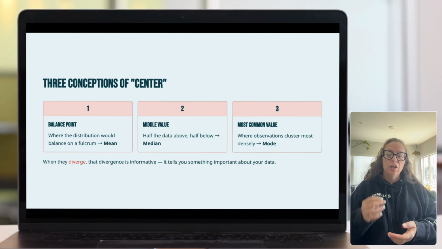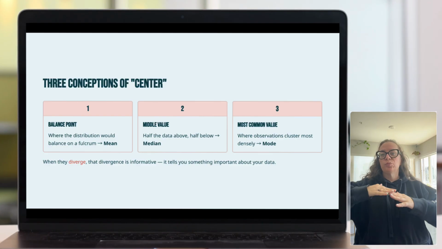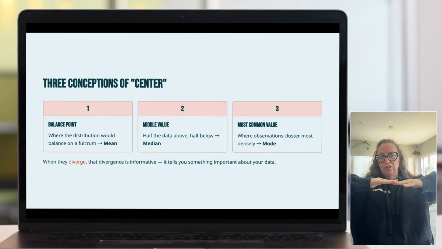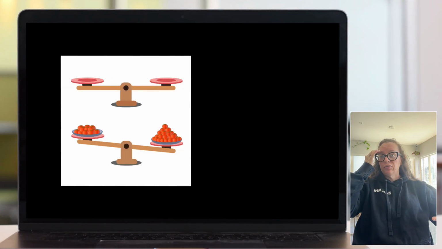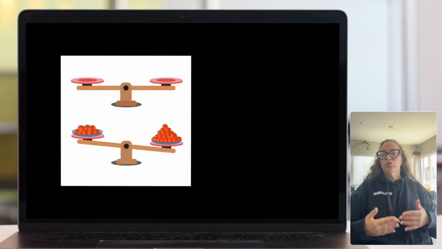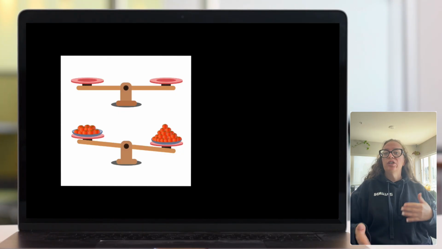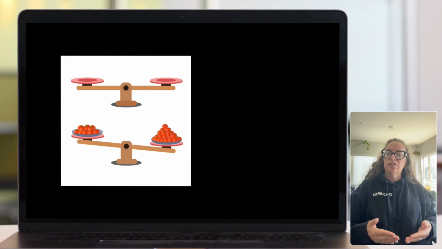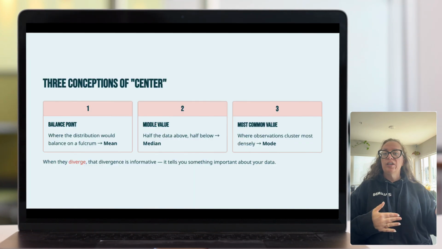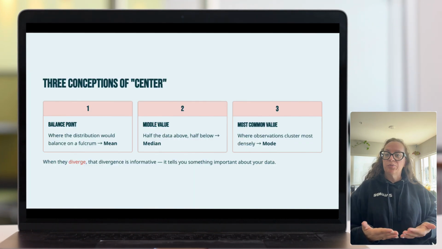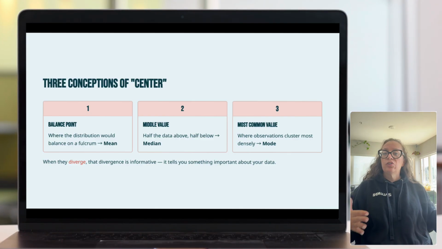First, the balance point. Imagine the distribution as weights placed along a number line, and the center is where it would balance if it was placed on a fulcrum. This is what the mean, the average, captures. Every value contributes to where the balance point sits. Move any value and you move the balance point. Second, the middle value. The center is the point with half the distribution above it and half below it. This is what the median captures. It doesn't matter how far the extreme values are, just how many are above and how many are below.